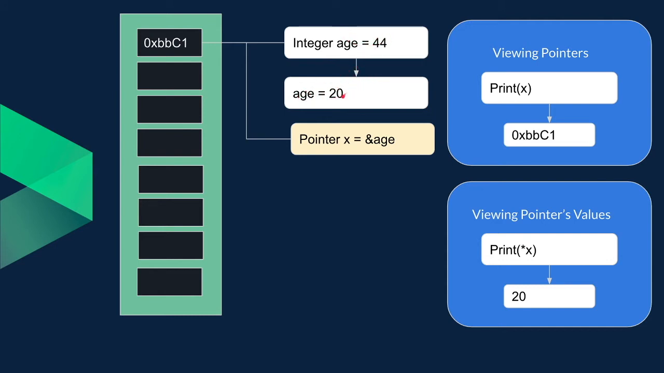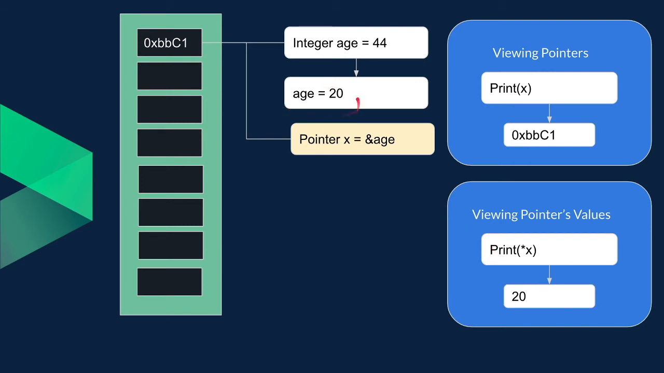Now, I can create a separate pointer called x that is equal to the pointer of age. As we discussed earlier, the pointer for age is 0xbbc1. Therefore, since the pointer x is equal to the pointer of age, it will also be equal to 0xbbc1. So, if I were to print x, I will simply receive the pointer of age, which is 0xbbc1. Now, as I discussed earlier, by simply adding an asterisk to x, we can get the actual value, which is 20 in this case.